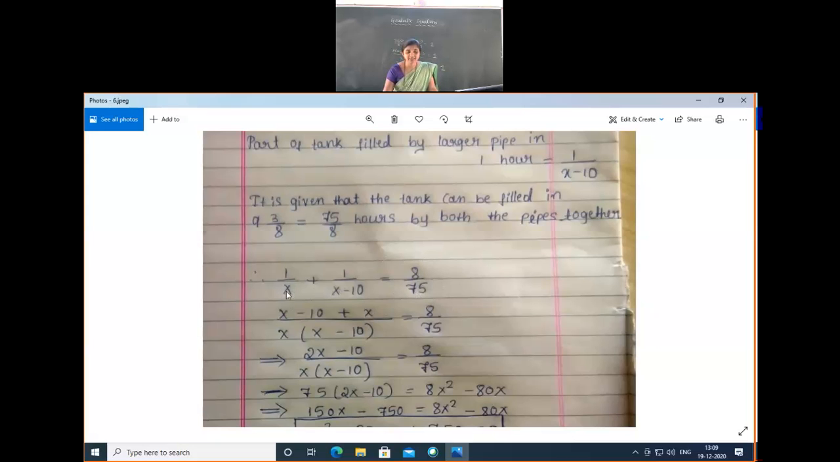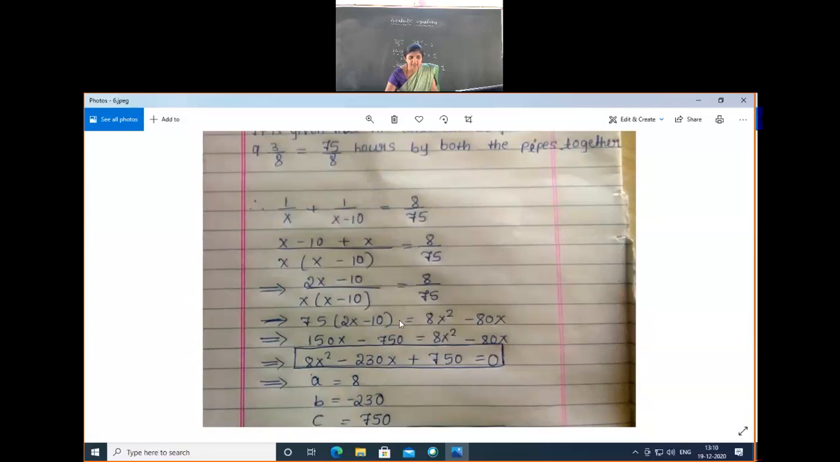So here LCM is x into x minus 10, or you need not do LCM, just multiply the whole equation by x into x minus 10, or you can do it with x into x minus 10. Same step only you will get. x into x minus 10 is the LCM. Then here x minus 10 plus x you will get, which is equal to 8/75. Then here x plus x is 2x, then minus 10, divided by x into x minus 10, is equal to 8/75.